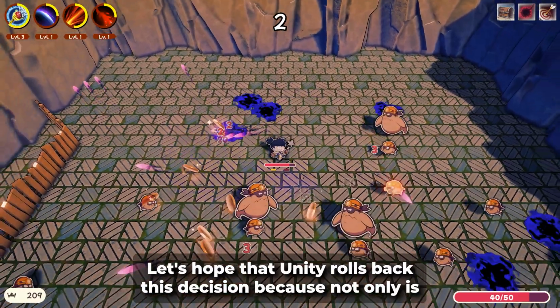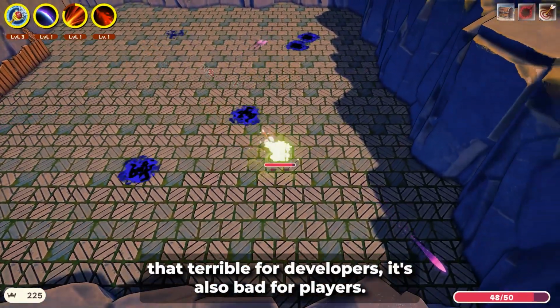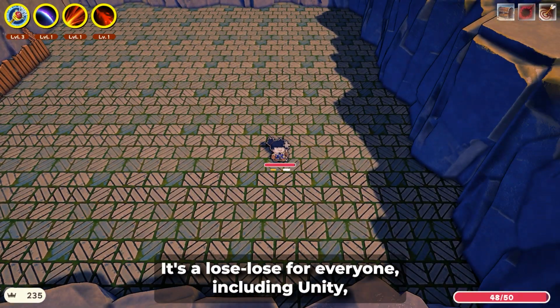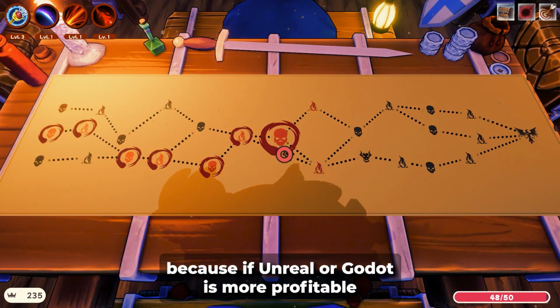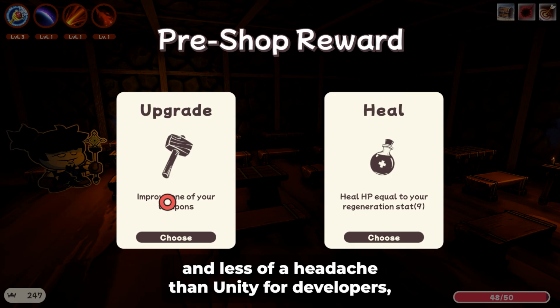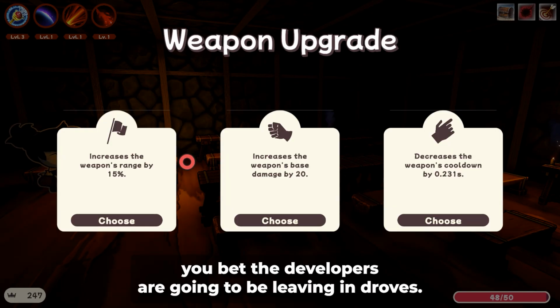Let's hope that Unity rolls back this decision, because not only is it terrible for developers, it's also bad for players. It's a lose-lose for everyone, including Unity, because if Unreal or Godot is more profitable and less of a headache than Unity for developers, you bet the developers are going to be leaving in droves.